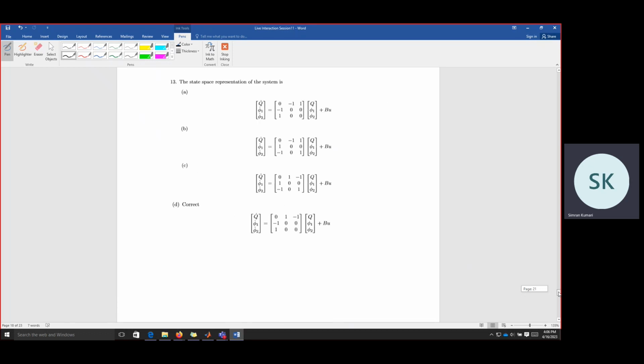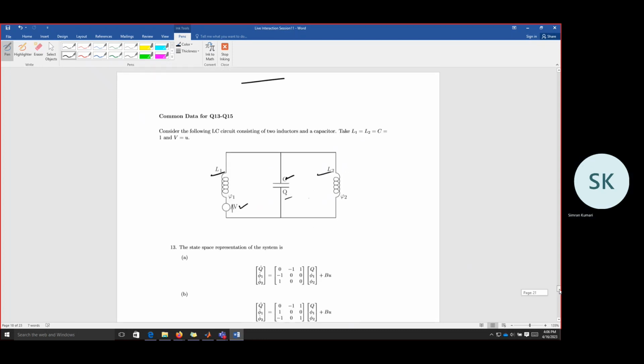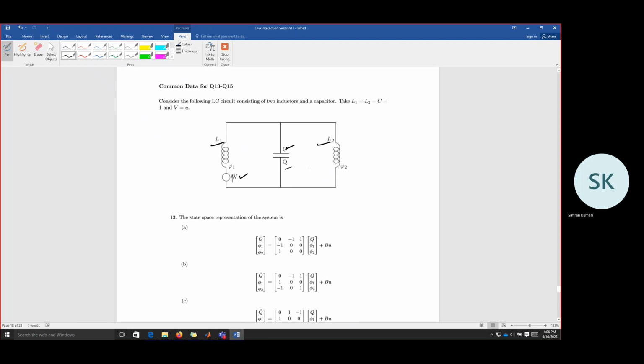Now for this one, we have these states, because these are state-like variables, because these are energy storing elements. We can consider the inductor or capacitor. So this will store energy. So we'll consider these as states, which are Q1, phi 1, and phi 2. And what is the input? Input is this voltage, which is U. Okay, so we'll just try to write the equation.